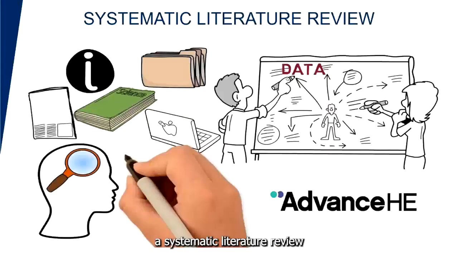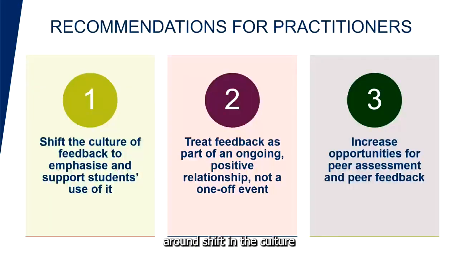I've also carried out a systematic literature review in the last few months for Advanced HE, which was a very vast study around the last 6 years of assessment and feedback research. Over 3,000 articles featured, and the overriding summary and implications for practitioners focused on these three things: shifting the culture so that students are using feedback, treating feedback as an ongoing positive relationship and not a one-off event, and increasing opportunities for peer assessment and peer feedback.